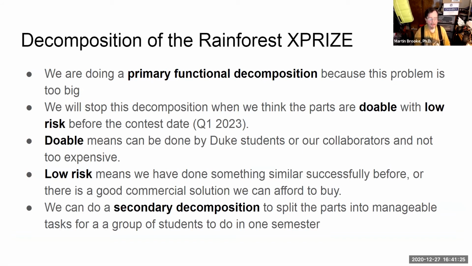We define chunks that have a low risk of us being able to do them in time for the first contest round in early 2023. Low risk generally means we can afford to buy a solution, or we have done something similar before. As this is Duke, we also seek to break up the tasks into bits that could be done by a student group in a semester.